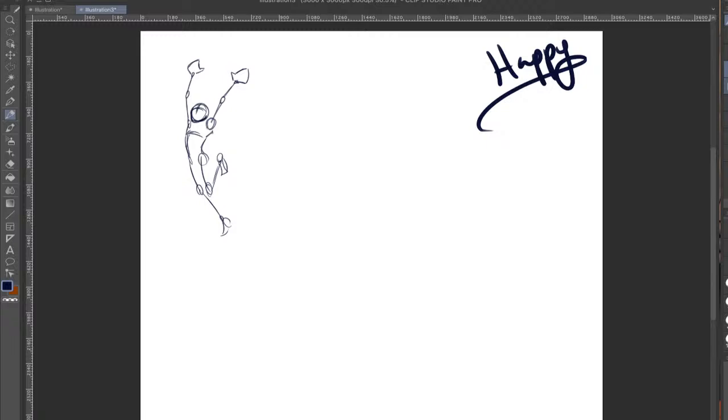Let's see, what was I saying? So you've got a character that's happy. They're going to be sitting up straighter. Maybe they're relaxed. It all depends on the mix of emotions that they're having right now.